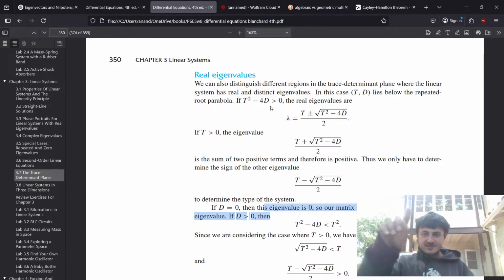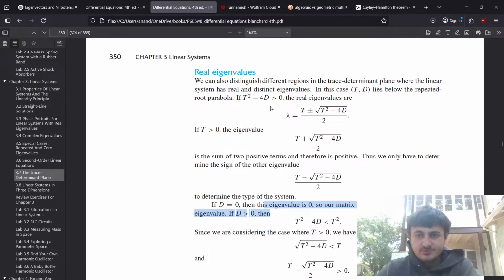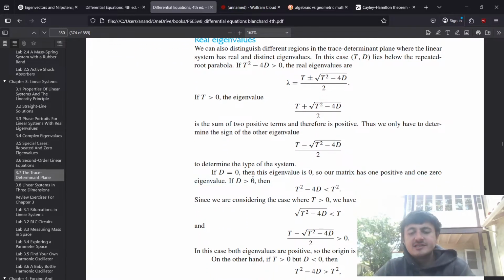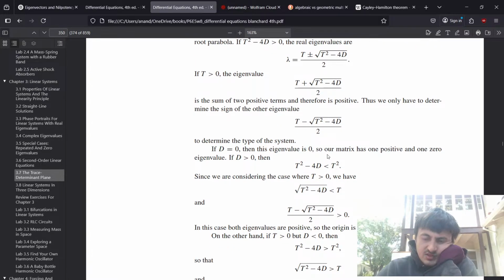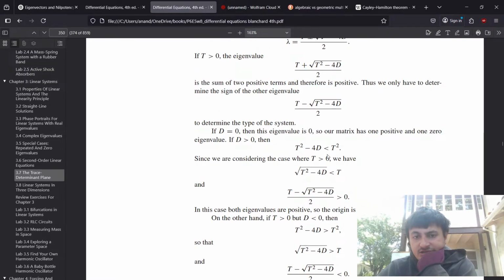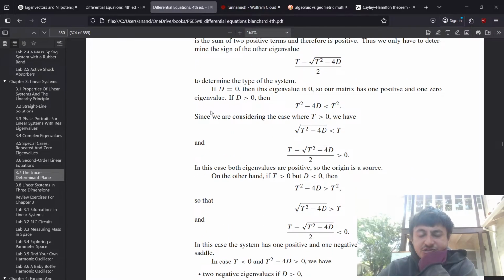We should make one of those decision trees, you know? If d is equal to 0, then this eigenvalue is 0, because you're going to get t minus t. So we have one positive and one 0 eigenvalue.